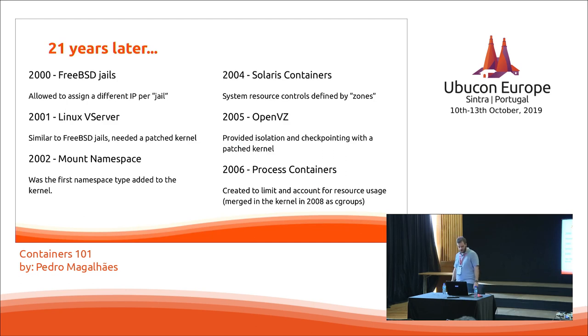In 2002, we had a mount namespace. So in the previous talk, Tiago already mentioned the namespaces, and we are going to go deeper into that. But this was the first namespace that was made available, and that happened in 2002. In 2004, we had the Solaris containers, which already also allowed you to control the resources that you make available to your container, when you would define zones, and that would allow you to manage those resources.